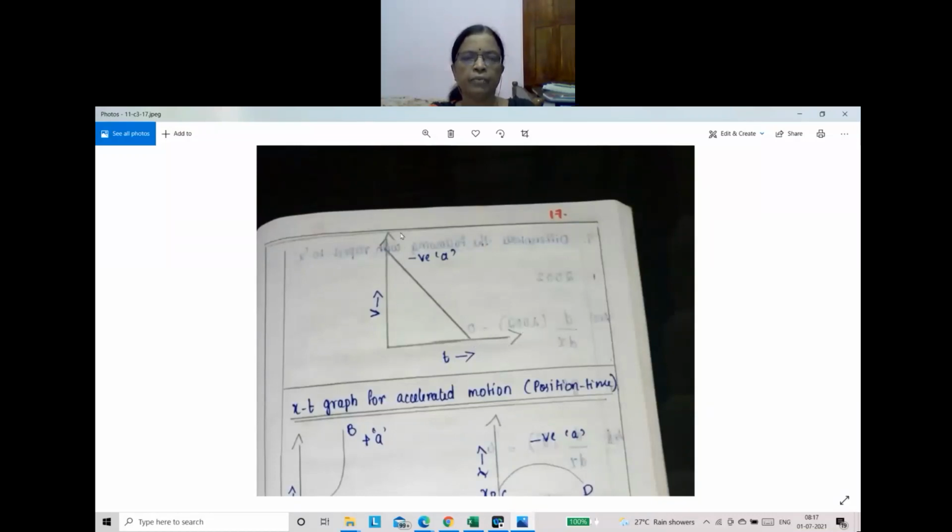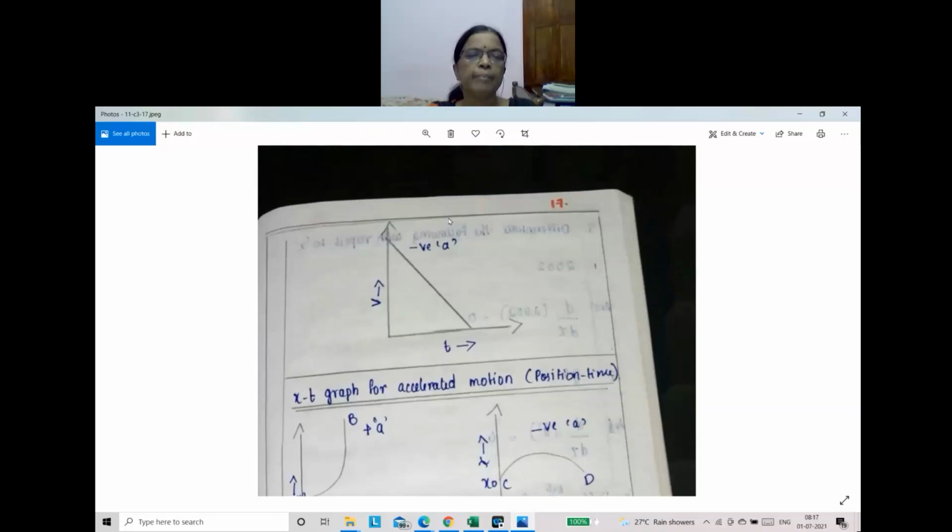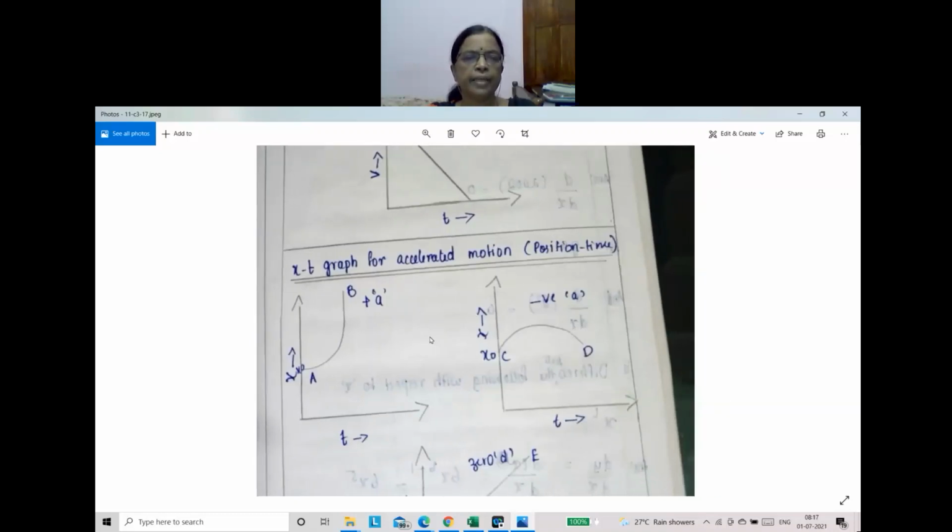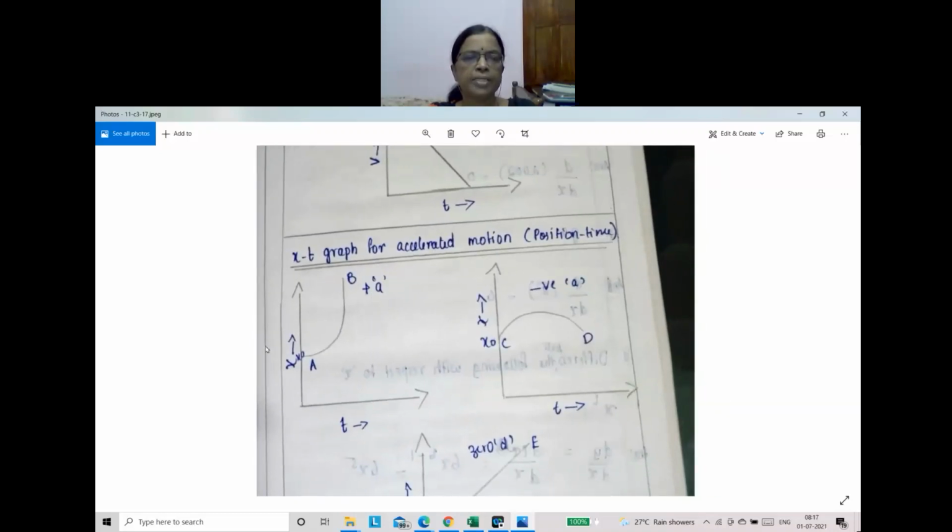So looking at the graph, you have to tell. See, the line is downward, you can tell it is negative. Upward, you can tell it is a positive acceleration. Then the position time graph. See, if a parabola is upwards, the curve is upwards in the xt graph. See, children, it is not a vt graph, it is an xt graph.